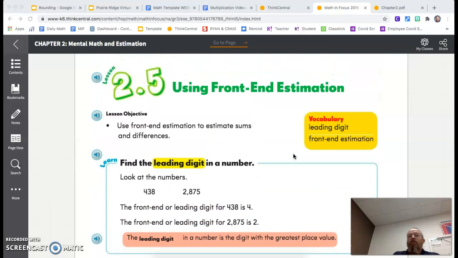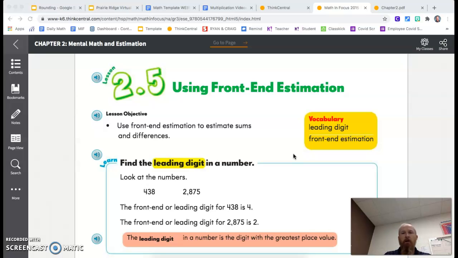Let's go over Chapter 2, Practice 5, which is using front-end estimation. A lot of the estimating we've been doing is either like the 4 or less, let it rest, 5 or more, raise the score. So we've had to figure out what value we're going to round to, like rounding to the nearest 10 or rounding to the nearest 100. And sometimes that gets a little confusing, which one to go to.